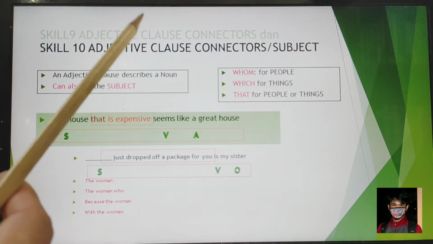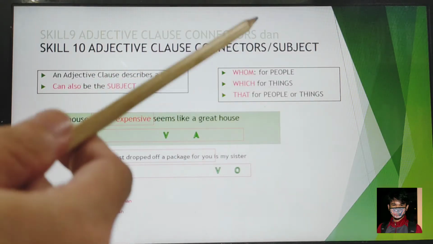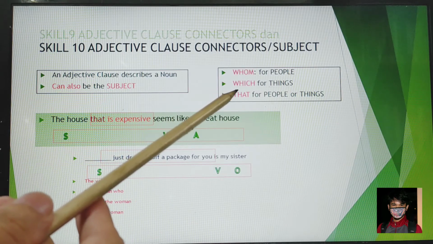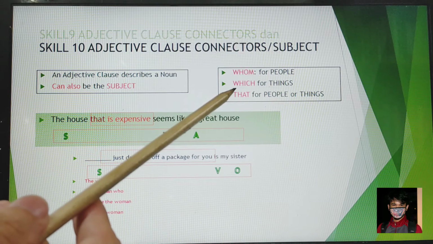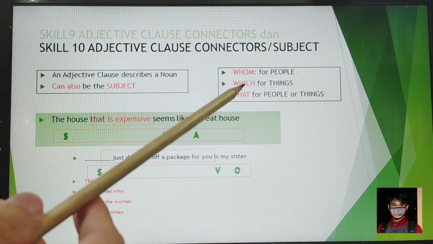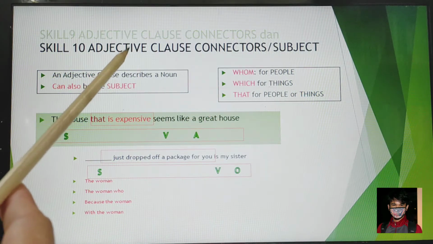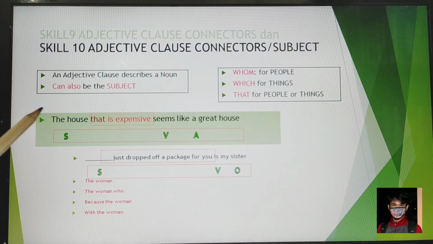We have connectors such as whom for people, which for things, and also that for people or things. So to make it safe, you just try to use that as the connector for an adjective clause. Take a look at the example.